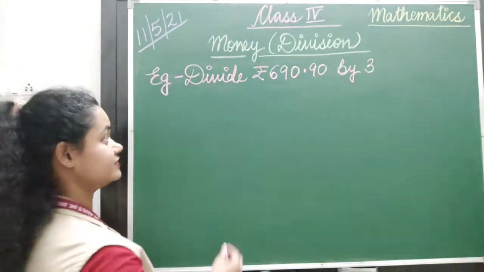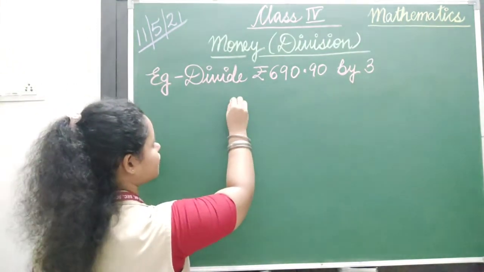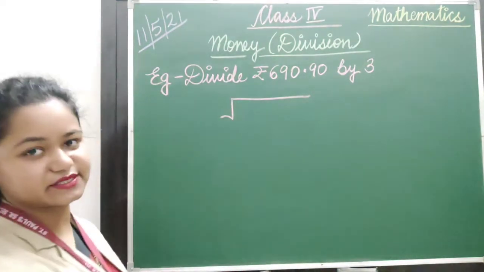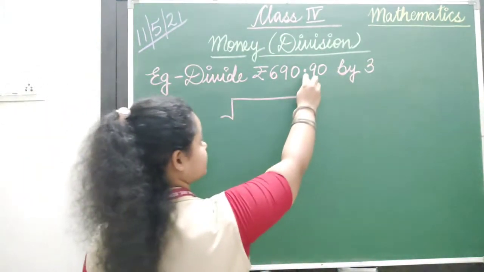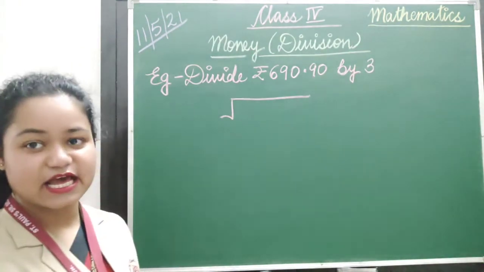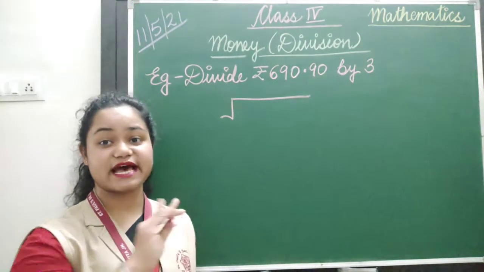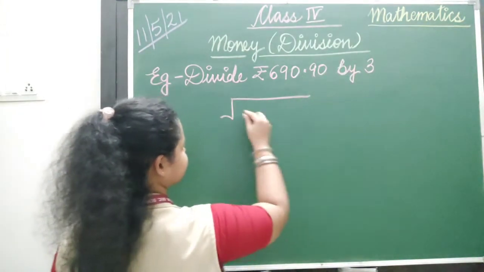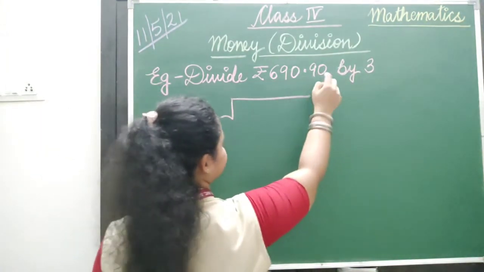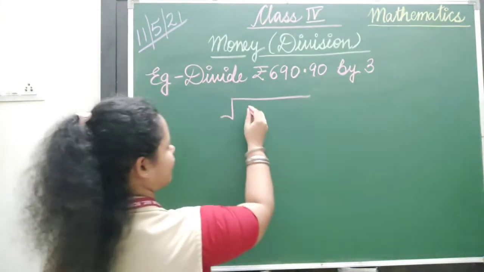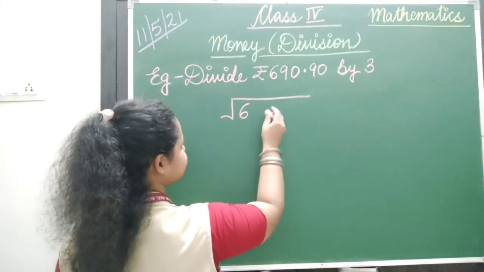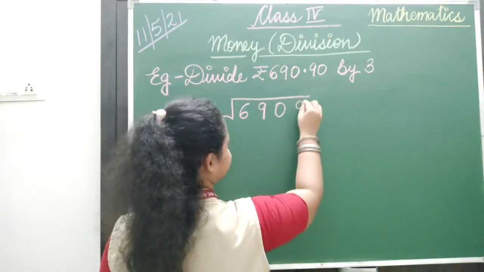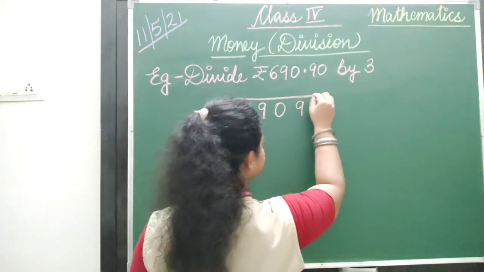Now here in this method, what we are going to do is we are going to write the dividend as well as the divisor, but there's a twist in this. The dividend will not have any point. Okay, this point we are going to forget now. So we are going to write this number as it is without a point. That means 6 9 0 9 0.